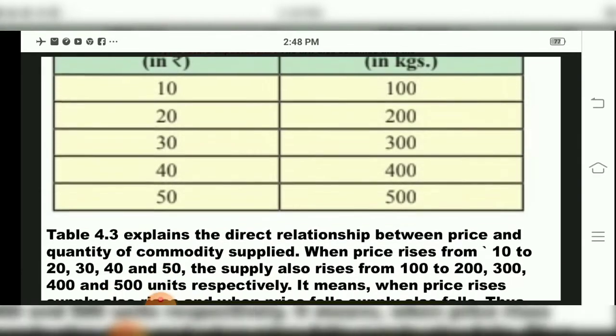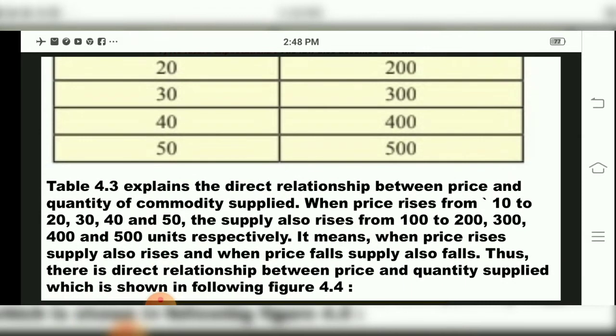So this is price of commodity, supply of commodity X. So table 4.3 explains to us that there is a direct relationship between price and quantity of commodity supplied. That is, when price rises from 10 rupees to 20, 30, 40 and 50, the supply also rises from 100 to 200, 300, 400 and 500 units respectively. It means when price rises, supply also rises, and when price falls, supply also falls. Thus, there is a direct relationship between price and quantity supplied, which is shown in the following figure.